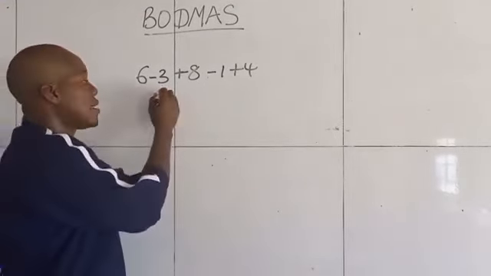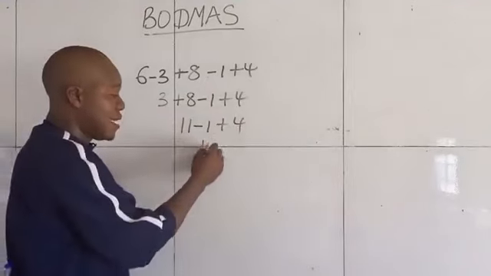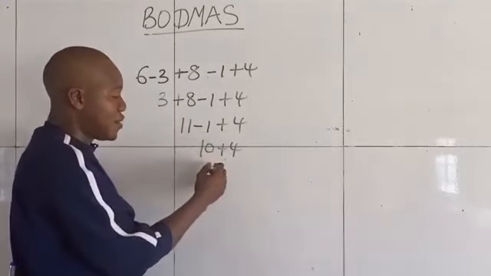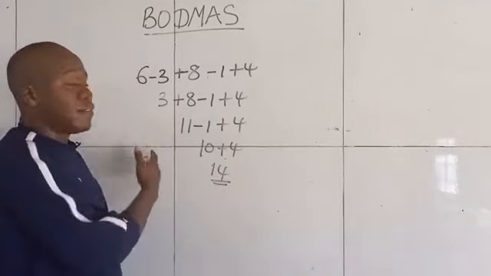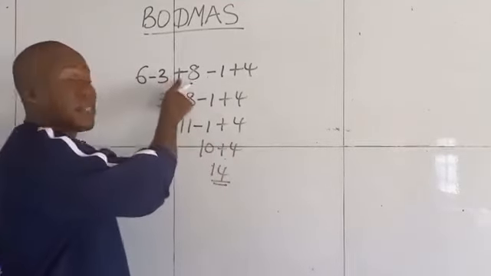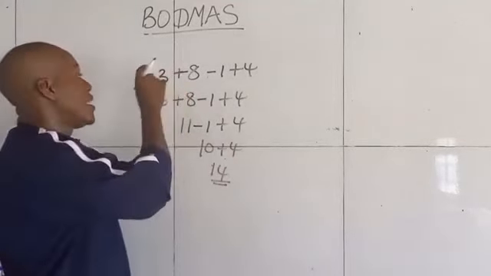3 plus 8 is 11 minus 1 plus 4. 11 minus 1 is 10 plus 4. Finally, 10 plus 4 is 14. So in this situation, simply solve from left to right because A, which is addition, and S, which is subtraction, are on the same level. The same thing with divisions and multiplications. You solve from left to right if those are the two operations you have.